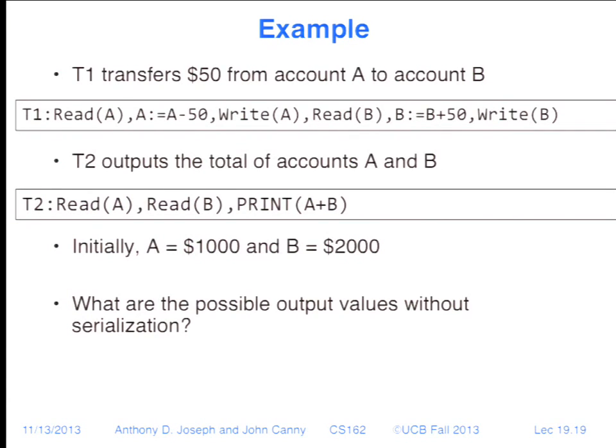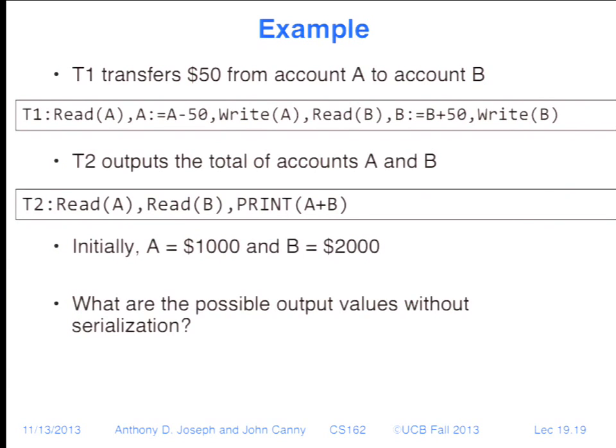But if we don't serialize these transactions, what are the possible outputs of T2? So what are the possible totals? If we start with $1,000 in A and 2,000 in B, what possible totals could T2 print for different orderings of the read-write operations? Well, what one do you want? We want 3,000, right? And it will print 3,000 in particular if T2 comes before or after T1. But what are the other possibilities? How many other possibilities are there, and what are they?